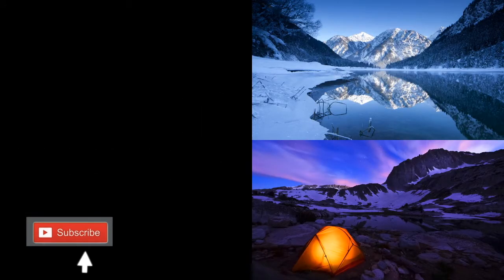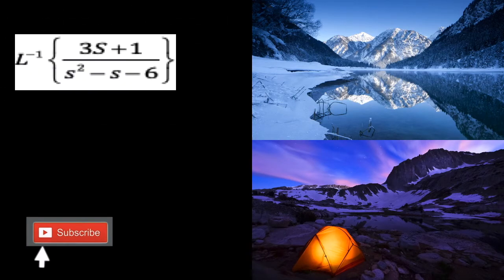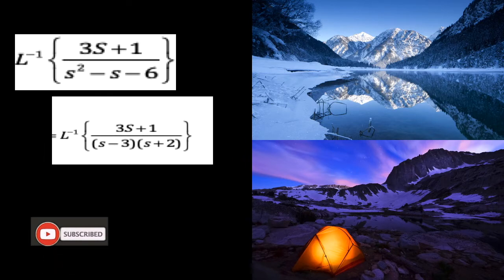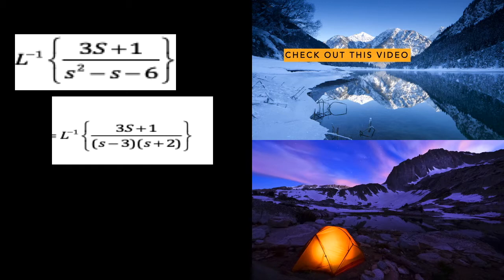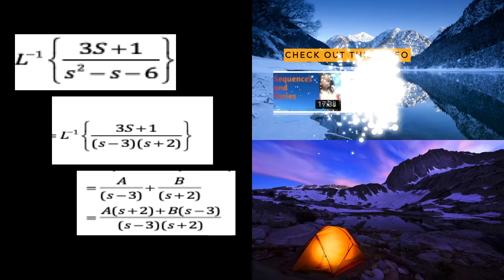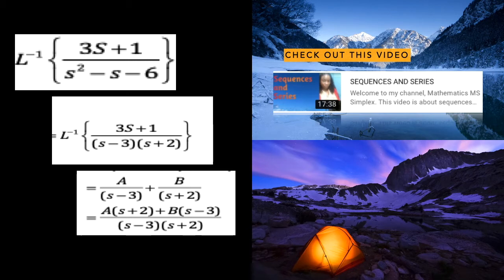Let's look at this example where we're finding the inverse Laplace transform of 3s plus 1 over s squared minus s minus 6. Here, we factorize the denominator to get s minus 3 and s plus 2. Once you have a quadratic in the denominator, we have to do factorization. Then we rewrite it using partial fractions, which is a over s minus 3 plus b over s plus 2.